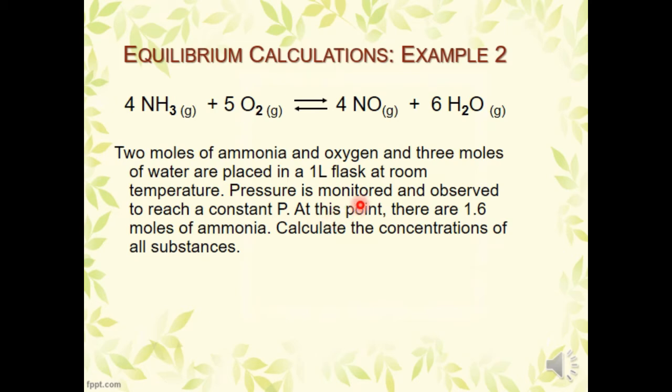So at this point, when it reaches equilibrium, there are 1.6 moles of ammonia. So the question is, what is the concentration of all substances involved? Meaning the ammonia, the oxygen, the nitrogen, and H2O. So how to solve this question? First of all, you need to prepare an ICE table.